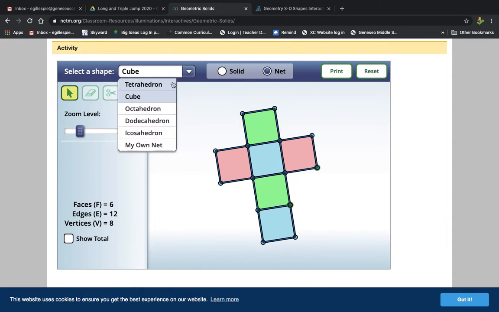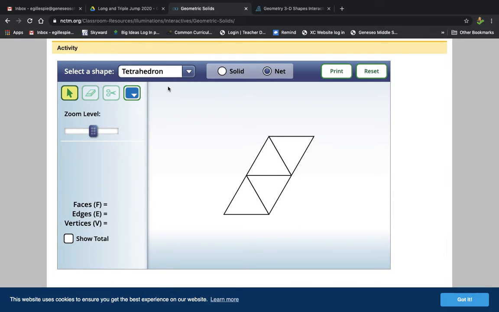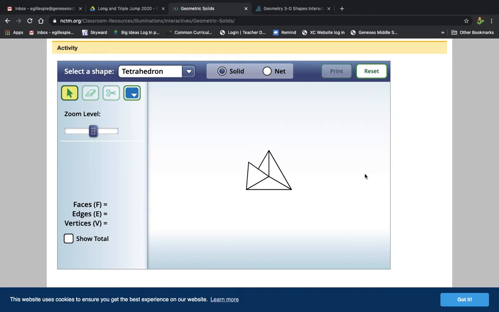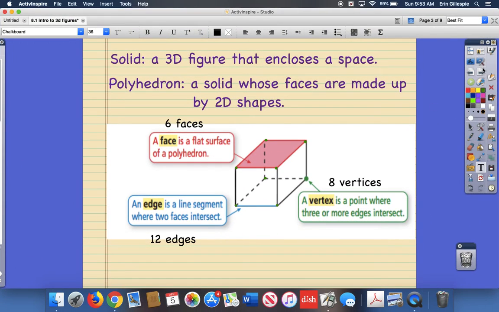And again, like I said, this one that they call tetrahedron is technically just a triangular prism. So if we have them fold that back up into a solid, you can see that's just a triangular, sorry, did I say prism? Triangular pyramid. Big difference, okay? This is a pyramid, not a prism. We'll talk more about that right now. So let's go back to the lesson.